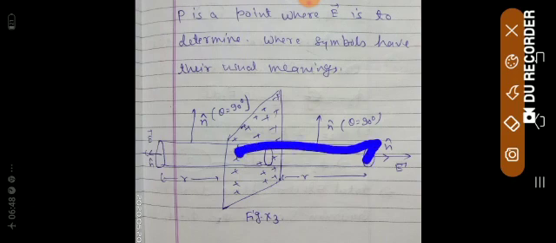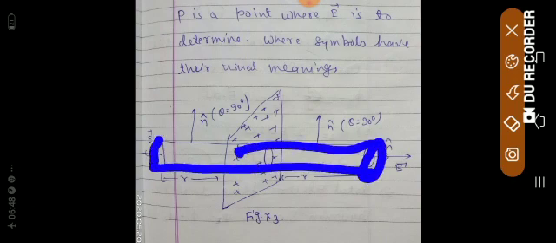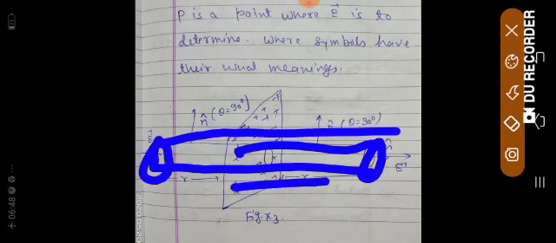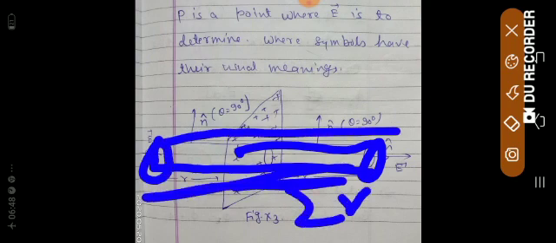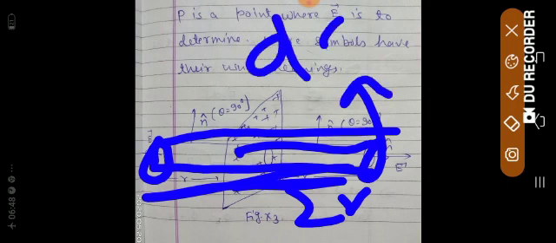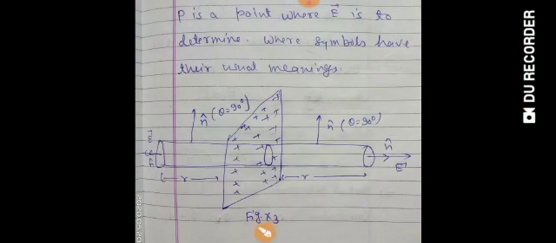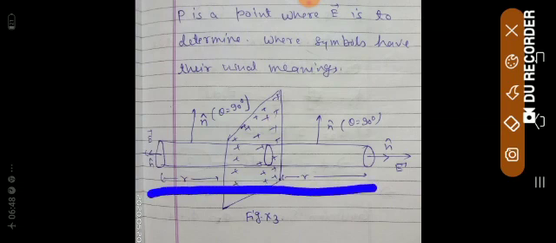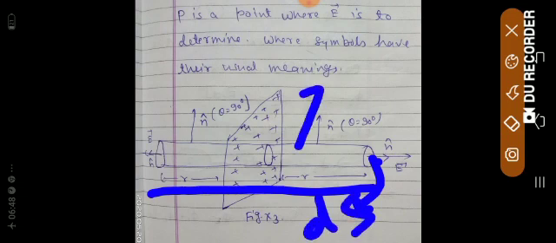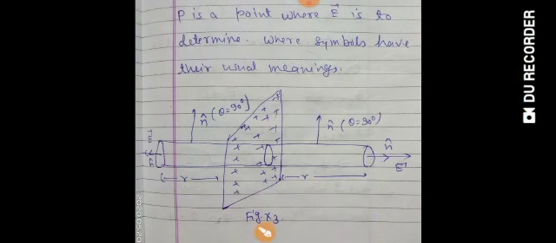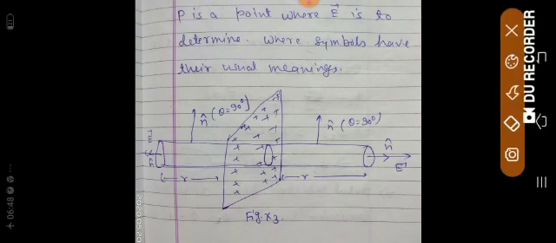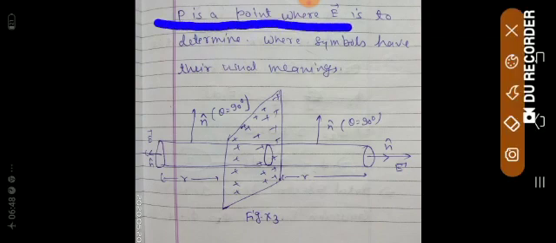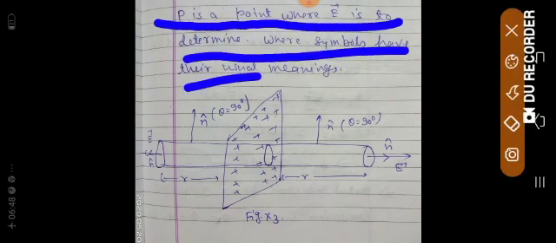This cylindrical surface of length 2r and area ds is your Gaussian surface. I am showing you one more time. The length of the cylinder as a Gaussian surface is 2r and this area is your ds. This is the cross-sectional area, and this is your curved surface area. I told you so many times in earlier videos. Okay students, so I am going to read it for you. P is a point where E is to be determined, where symbols have their usual meaning.